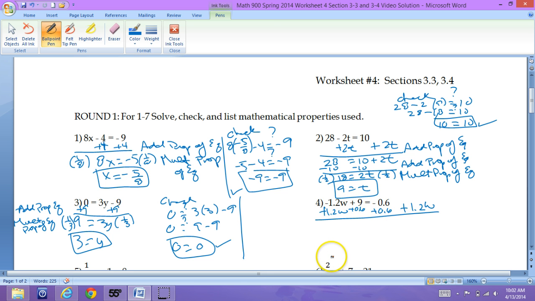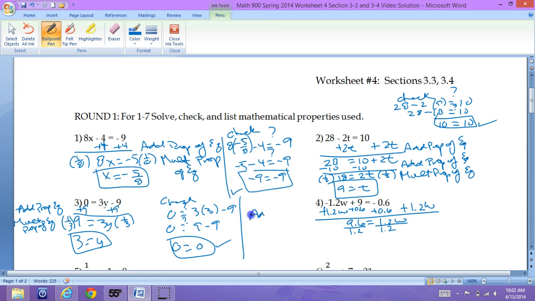So notice that the negative 1.2w and the positive 1.2w make a zero pair, which was my goal. 9 plus 0.6 is 9.6. The negative 0.6 and the positive 0.6 make a zero pair, so I'm left with 1.2w. Now I have to divide or multiply by 1 over 1.2, but this time I'll just show you the division that you're all used to.